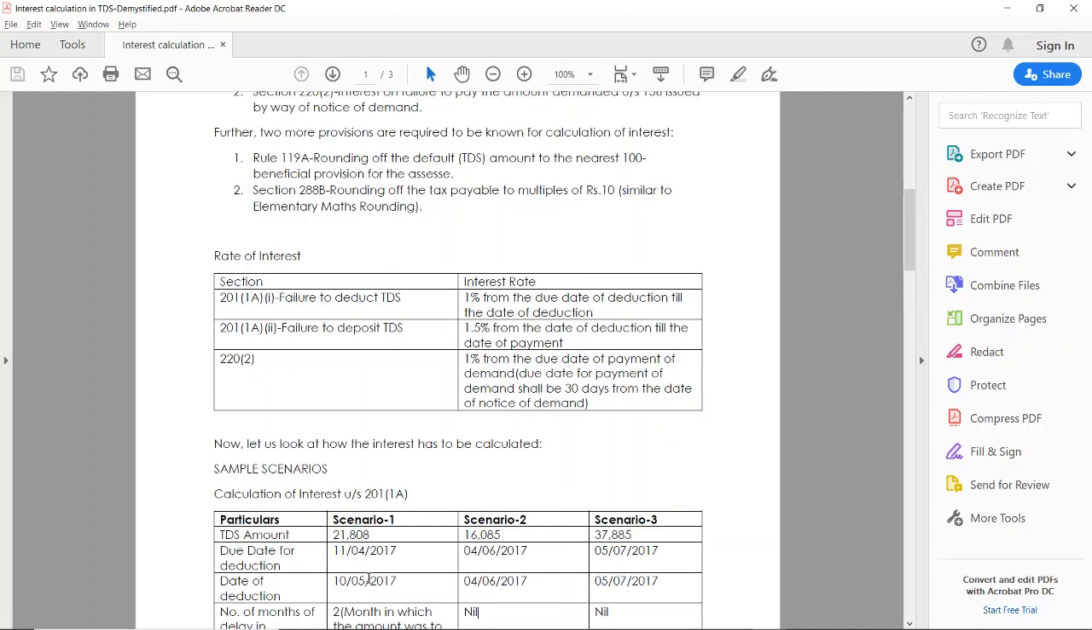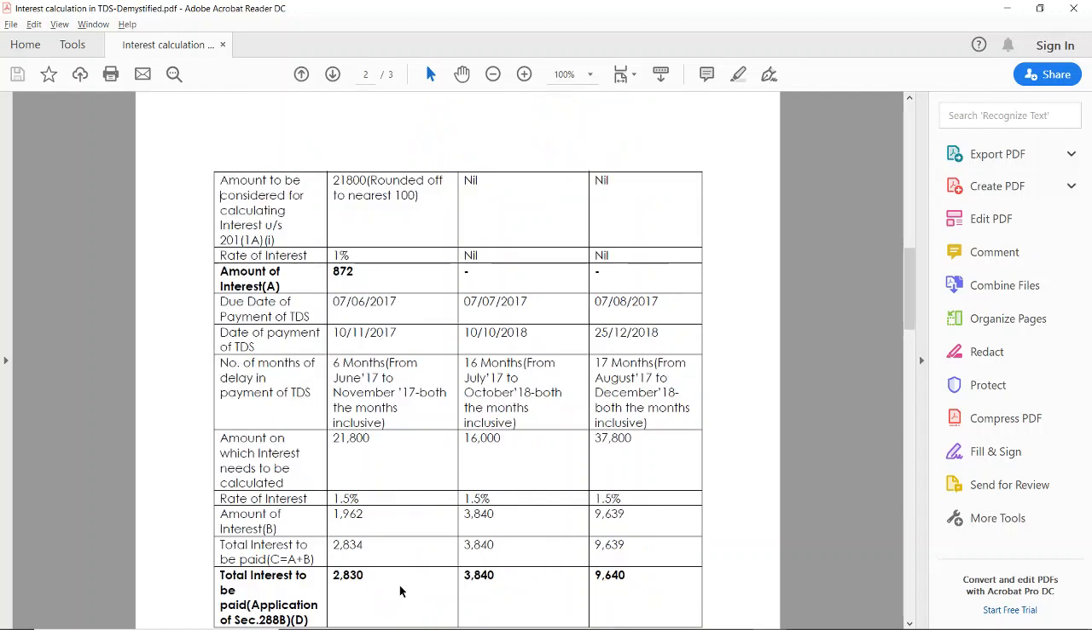This 872 rupees is the interest on failure to deduct TDS, therefore which gets deducted on 10th May 2017. Now what has happened? After having deducted on 10th May 2017, the due date of payment of TDS becomes 7 June 2017. Now let us look at the date of payment of TDS that has happened on 10th November 17, which means that which was due to be deposited in June was deposited in November. So if you calculate the number of months of delay, it becomes 6 months, which means June, July, August, September, October, and November. 6 months.